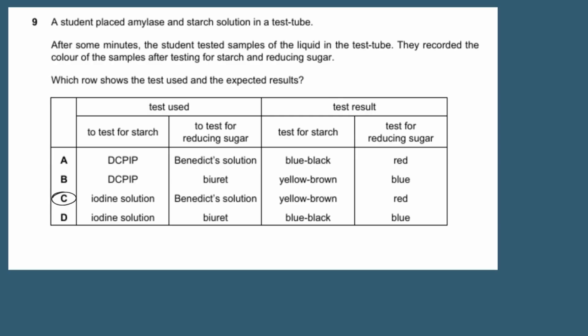So, according to this question, all starch should be digested. No more starch means we can't see black. It should be yellow brown because the iodine solution stays the same when there is no starch. But no more starch means reducing sugar is always present there, because amylase digested the starch to sugar. So in the Benedict solution, the color should be converted into red. So according to that, our answer should be C.